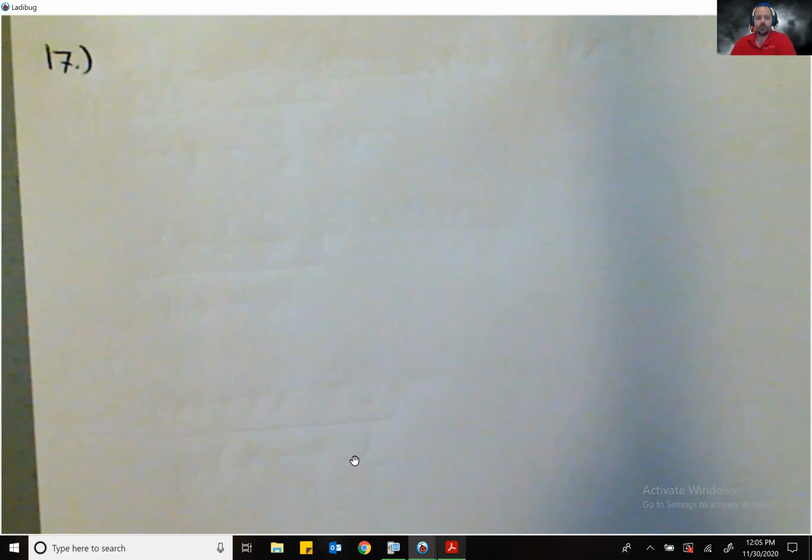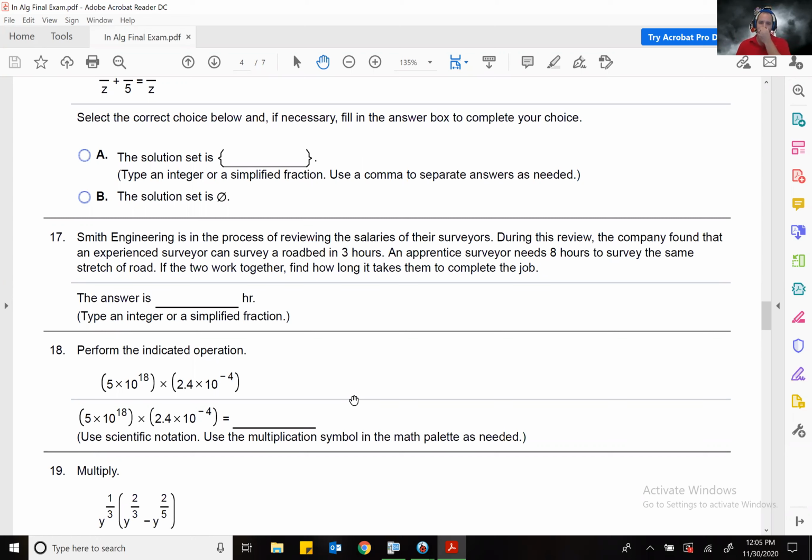Number 17 says Smith Engineering is in the process of reviewing the salaries of the surveyors. During the review, the company found that an experienced surveyor can survey a road in 3 hours. An apprentice surveyor needs 8 hours to survey the same stretch of road. If the two work together, find out how long it takes them to complete the job.